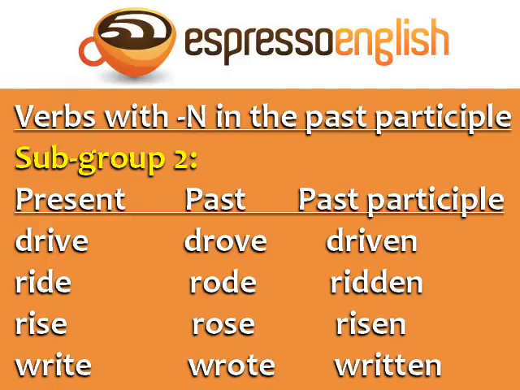Subgroup 2 has O in the past but not in the past participle. Drive, drove, driven. Ride, rode, ridden. Rise, rose, risen. Write, wrote, written. Notice that the sound of the I changes from the present to the past participle. The present is drive, and the past participle is not "drive," but "driven."